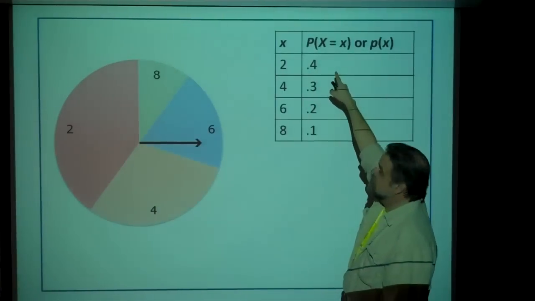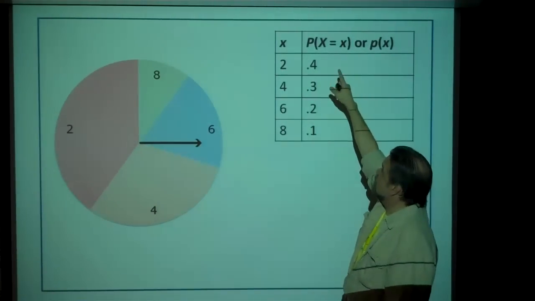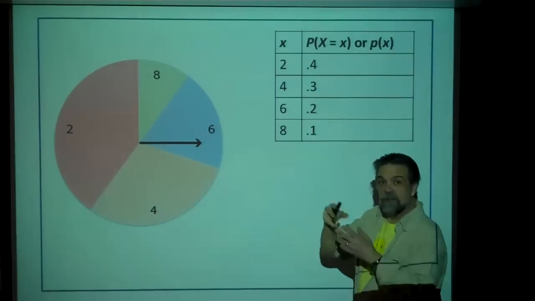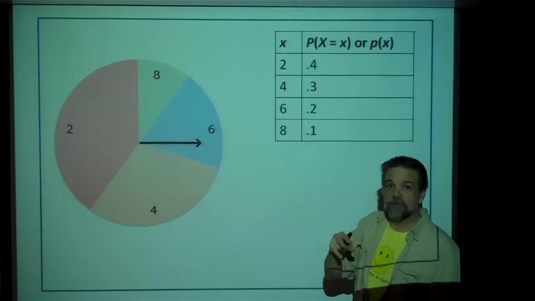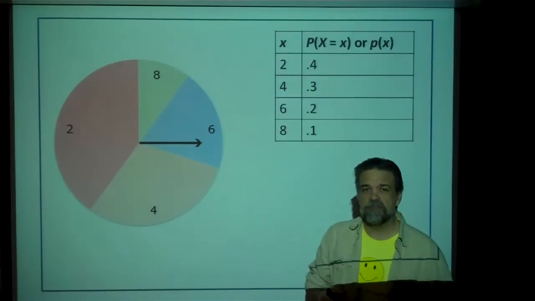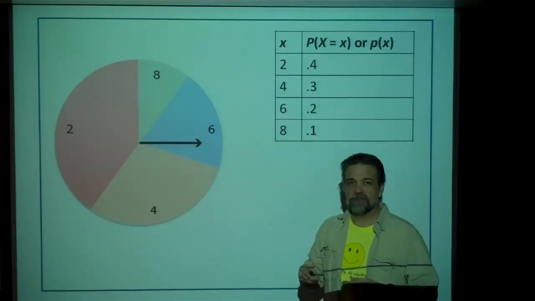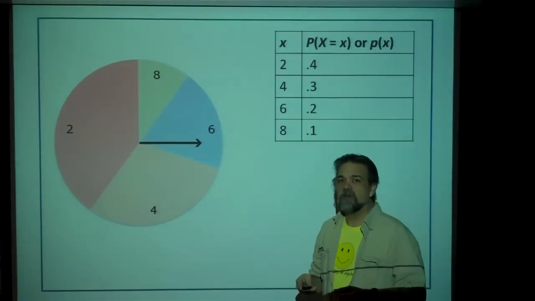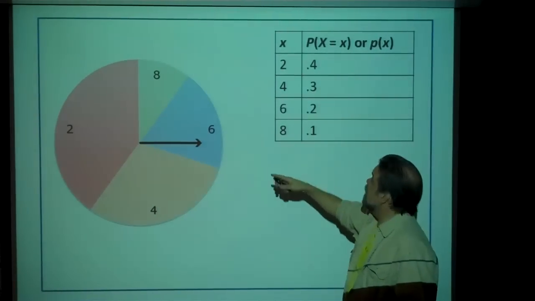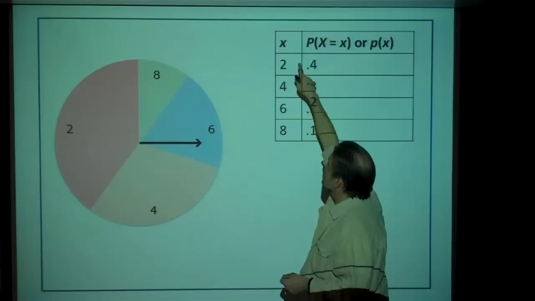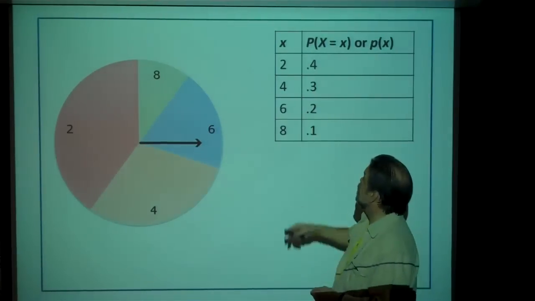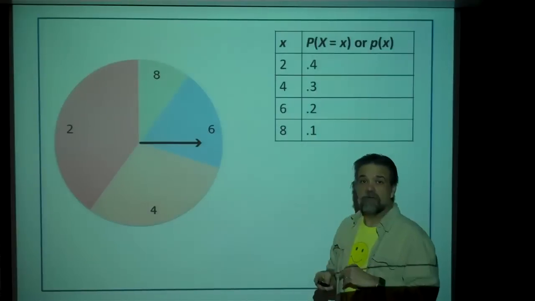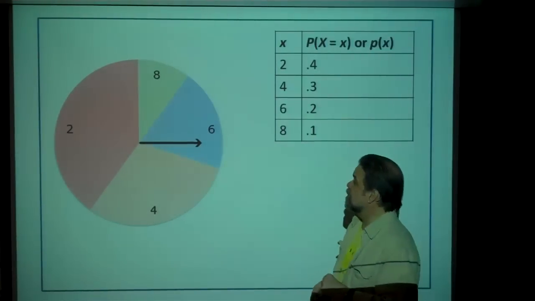You may notice this looks kind of weird. Up here it says the probability that X equals x. Well, the capital X is our random variable. We almost always use capital letters, usually X or Y or sometimes Z, for the random variable. And the little x is the possible values that it might take. So that's generally how we write our probability models.